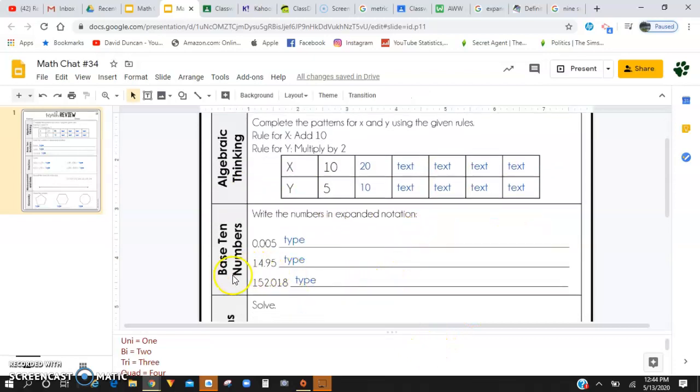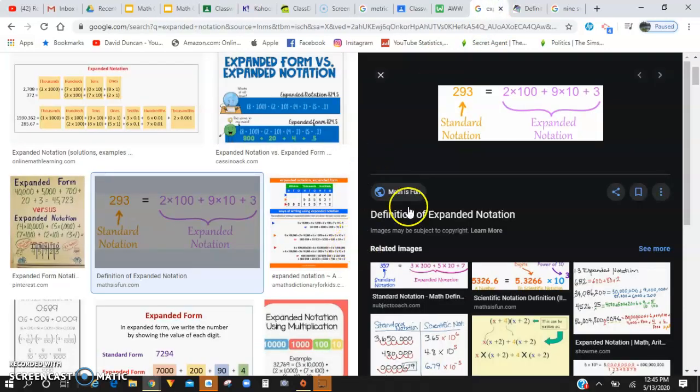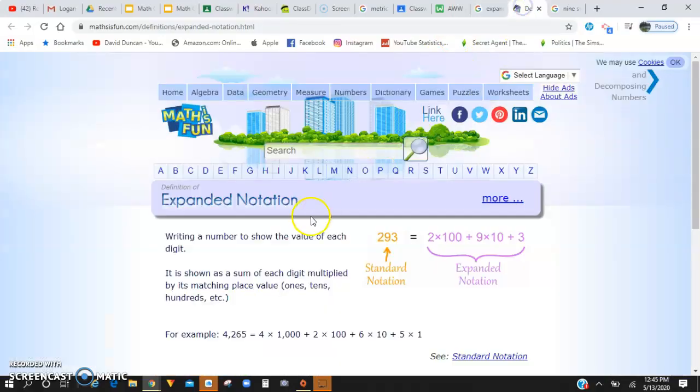Down here, base 10 numbers. Write the numbers in expanded notation. Expanded notation is a sum of each digit multiplied by its matching place value. So here's standard notation, just a standard number. And then if you expand that out, you're going to have that digit multiplied by its place value.